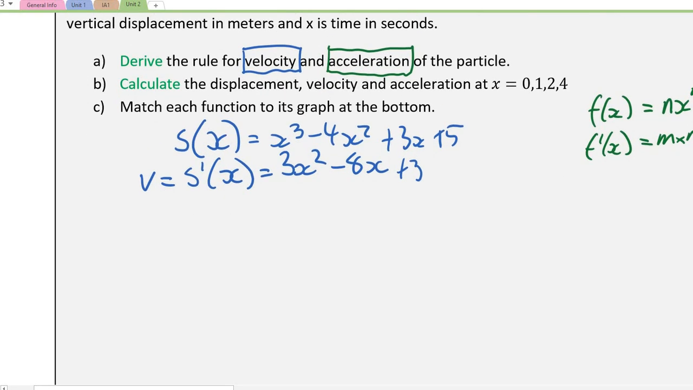Okay, so for the acceleration now, guys, my acceleration is just my velocity differentiated. Yeah, we differentiate again, which is just the second derivative of the displacement. So all we do is I take 3x squared, I differentiate it again. What's that give me? 6x, and minus 8, and plus 3 disappears. How do you get 6x? Well, 3x squared. Drop the 2 down in front. 2 times 3 is 6. Yep. Okay.